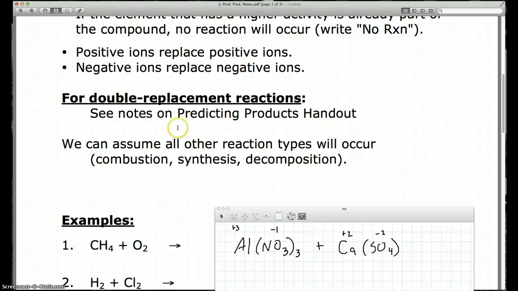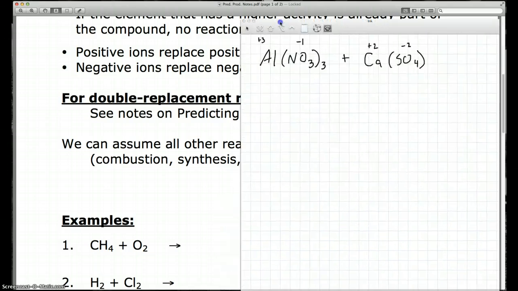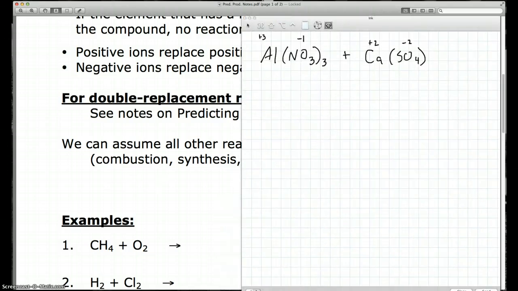Now for double replacement, we're going to use the other half of that handout. And we only use it for double replacements, the other half. We only use this handout for the replacements, single and double. All other reactions we assume will occur. So let me bring that up one second.